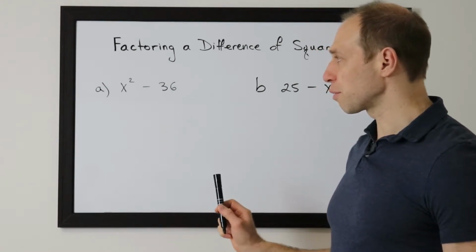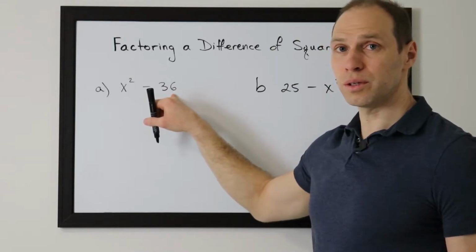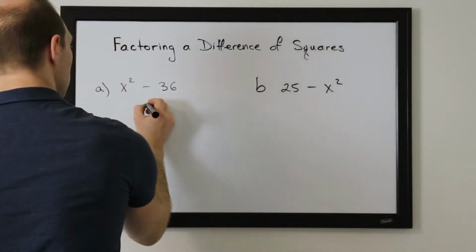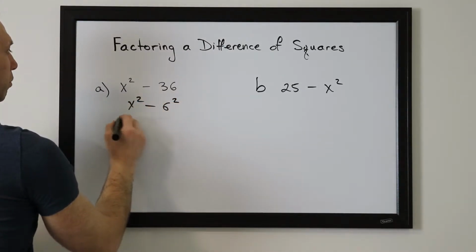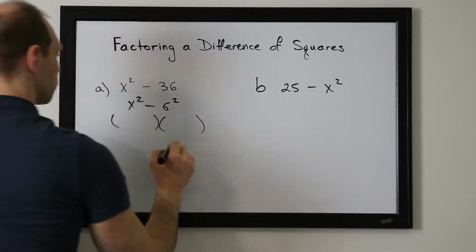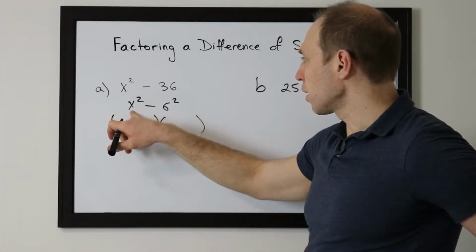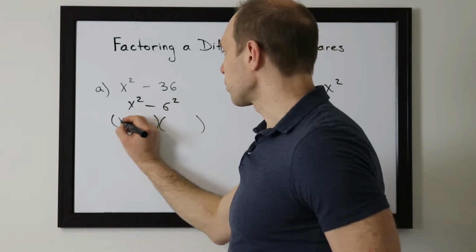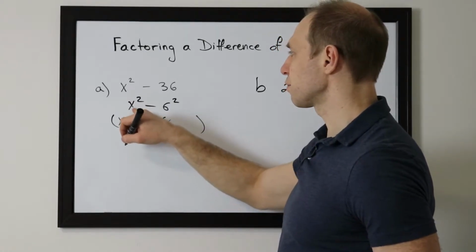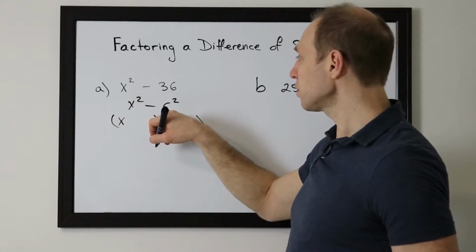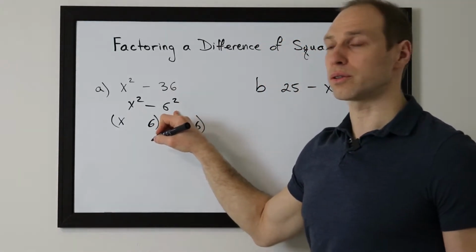So let's look at our first example. We can see that this term is squared, and the 36 is really 6 squared. So if you were to factor this, you can see that we have a letter and a number. What we're going to do is write our letter first, the way it appears here, as if it wasn't squared. And then this number we'll write second, as if it wasn't squared also.